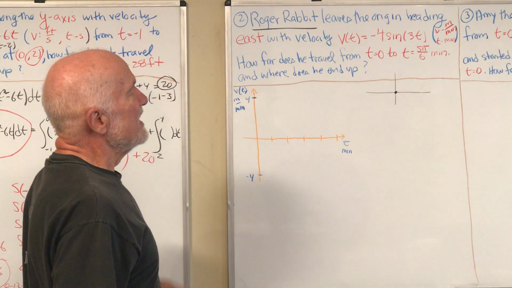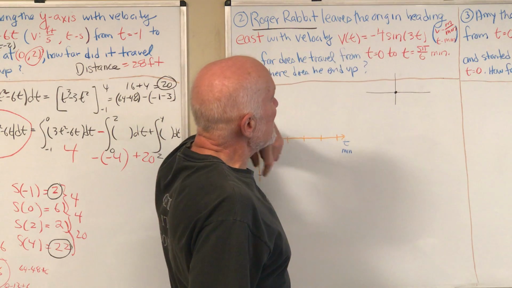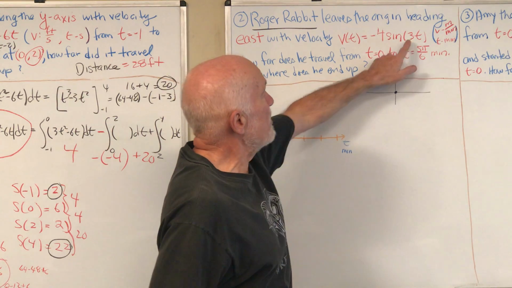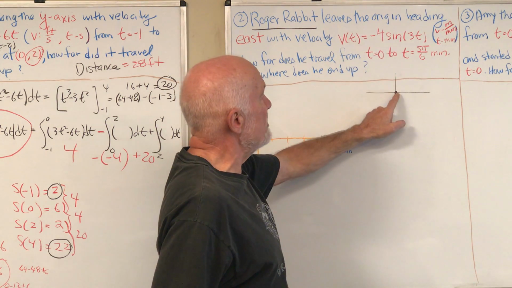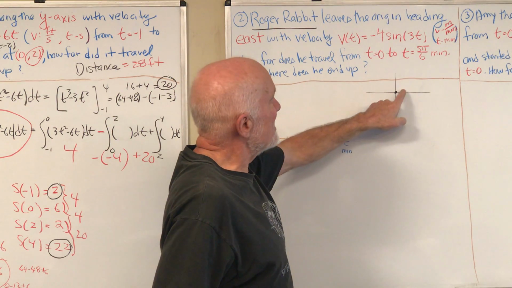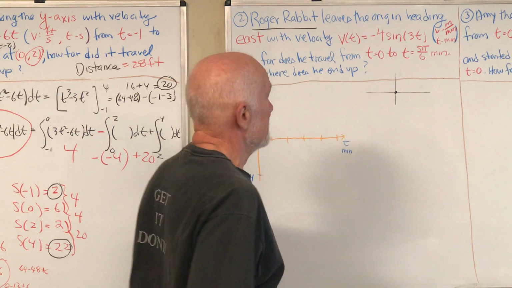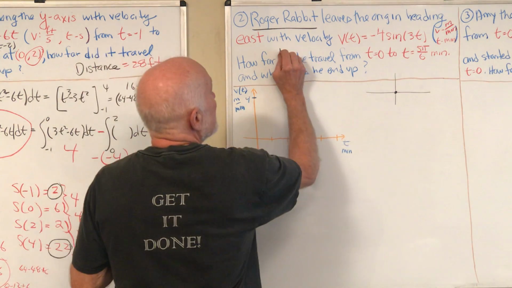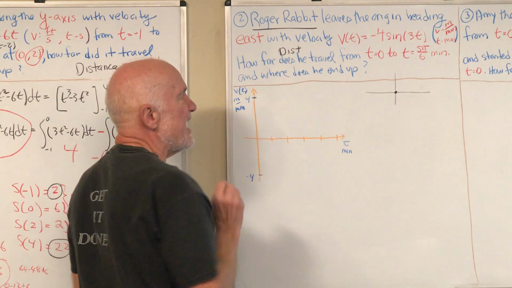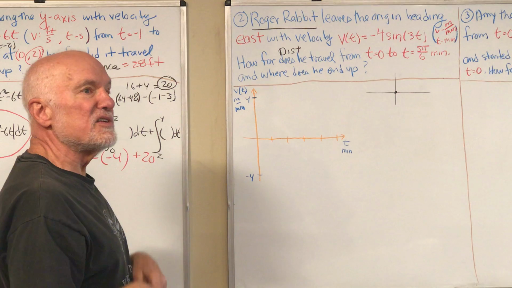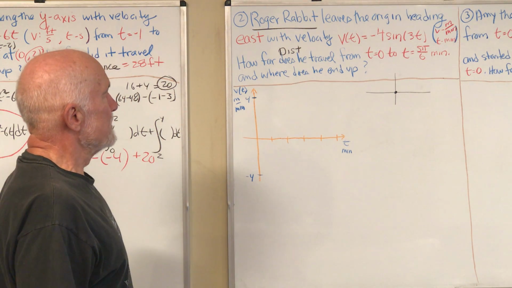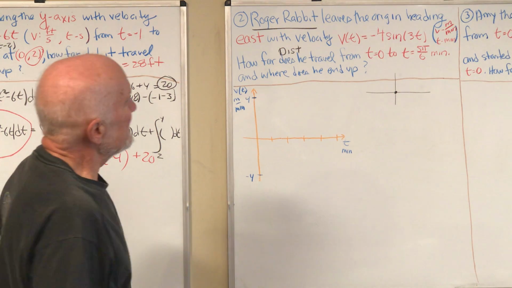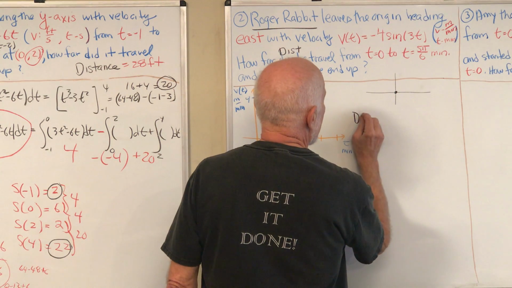Now, as it turns out, that means that when this velocity is positive, he's heading east. When it's negative, he's heading west. And at the very beginning, when t is 0, you can see this is negative. So even though he's trying to head east, at the beginning, he actually goes west. The question is, how far does he travel? That's the distance. And where does he end up? Which is going to require the displacement. So, what do I do? Well, let's just find the displacement first.